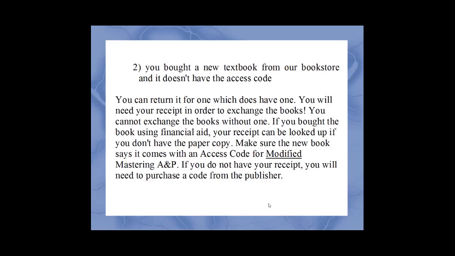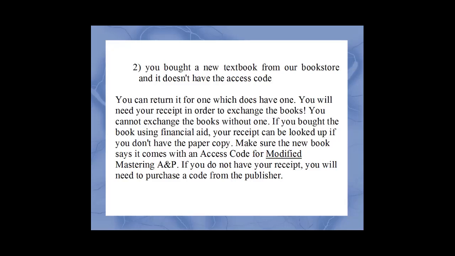Second, this is the one that's the most involved. If you bought a brand new textbook from the bookstore and it doesn't have the access code, you can return it for one that does have the code. But you must have the receipt in order to exchange the books, because you cannot exchange the books without one. If you bought the book using your financial aid, your receipt can be looked up through a database, even if you don't have your paper receipt.